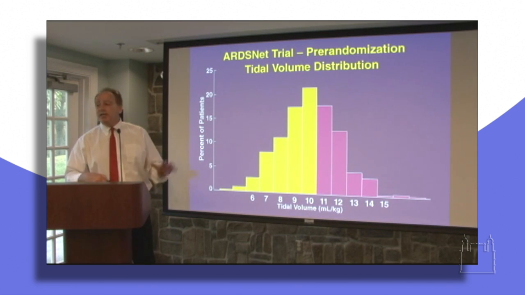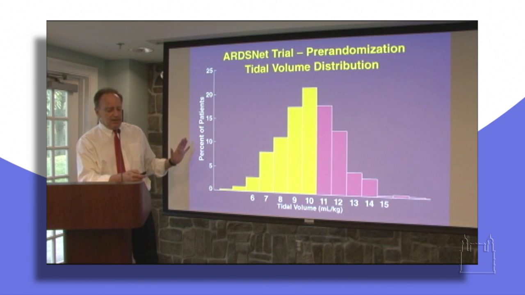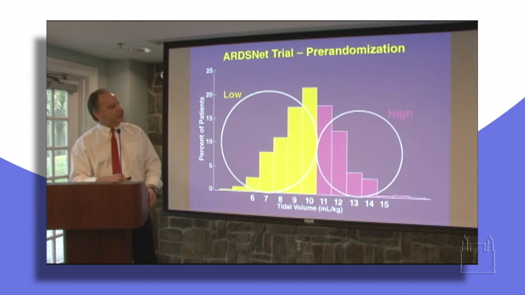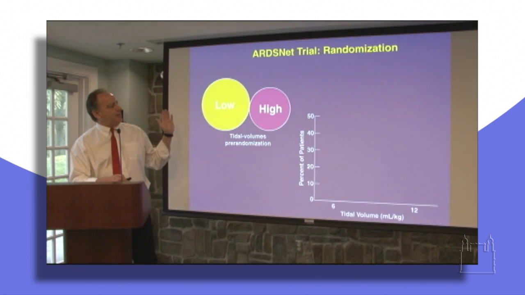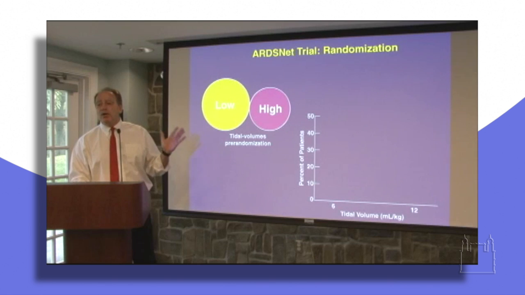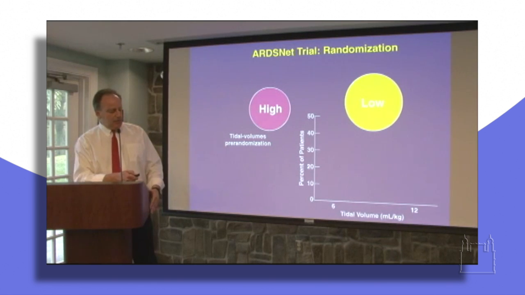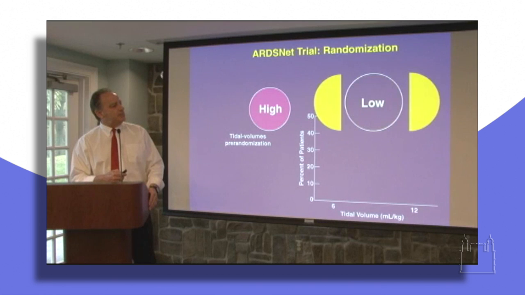And now I'm going to randomize these people. This is their pre-randomization data. In order to randomize them, I'm going to divide them into two groups to see what happened to each group in terms of mortality, and I'll place circles around them and put them up here in the upper corner and randomize them separately and show you what happened to each one. First, let's take the low tidal volume, low compliance group, and randomize them here to 6 or 12 mLs per kilo as they did in the study. Half got one, half got the other.